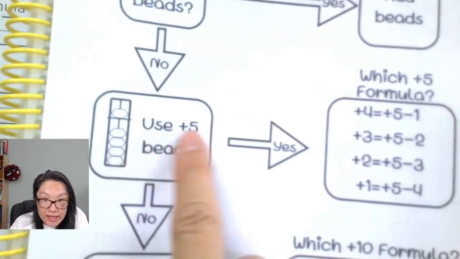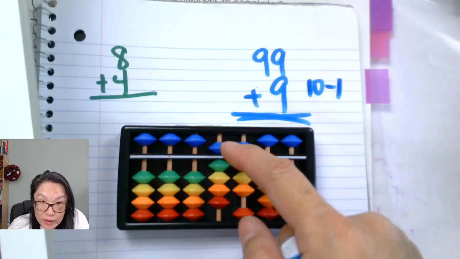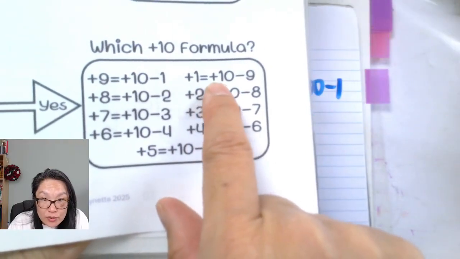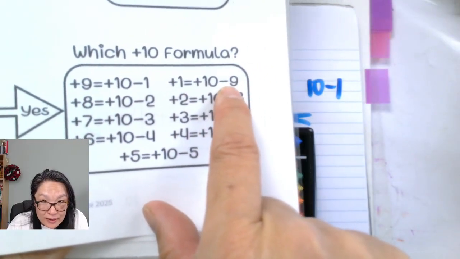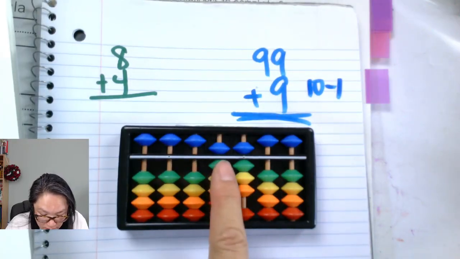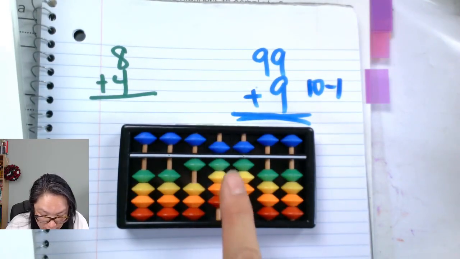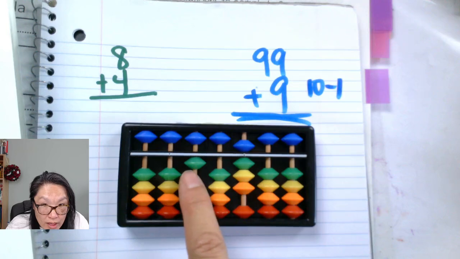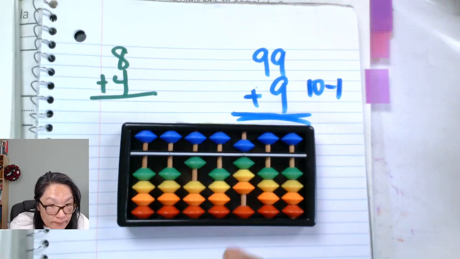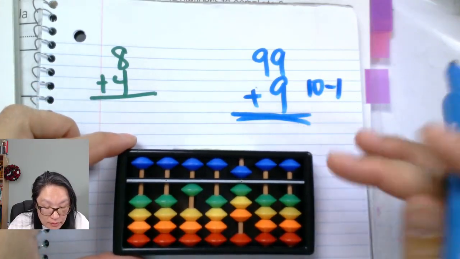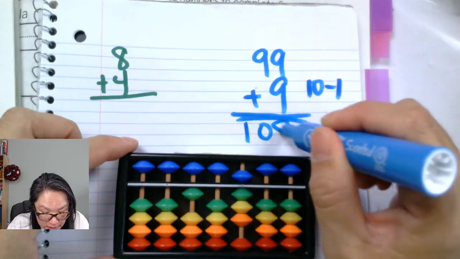What do we do? Can we use the 5? No, we cannot use the 5. What else can we do? Here's the 1. Plus the 1 is equal to plus the 10 minus the 9. Plus the 10, 1, 0, and then minus the 9. So my final answer is 108.